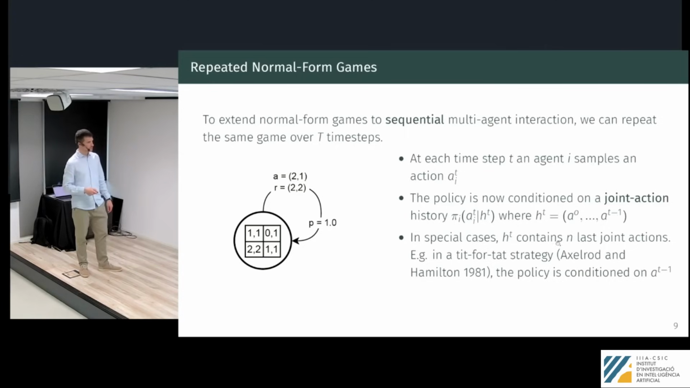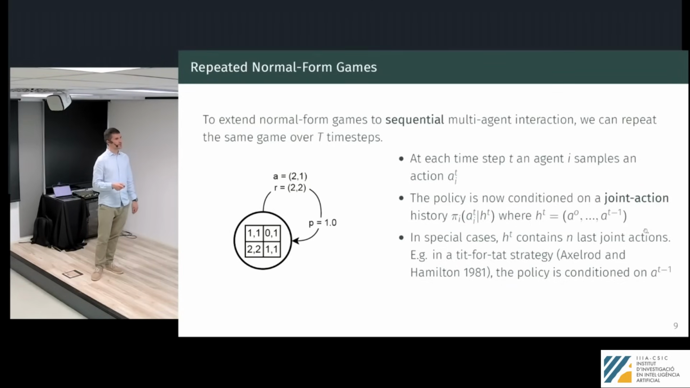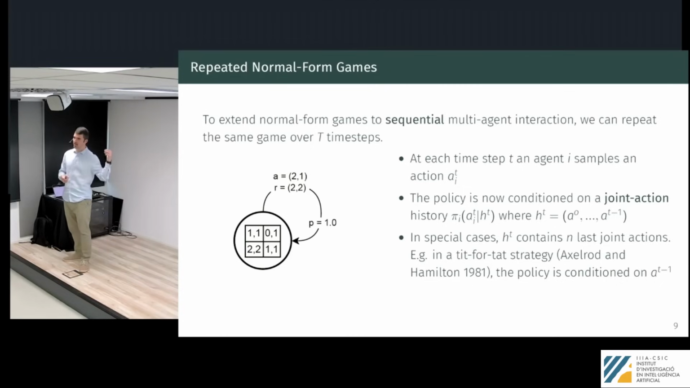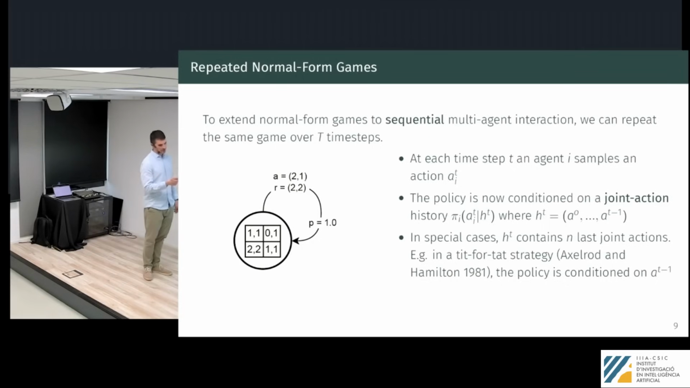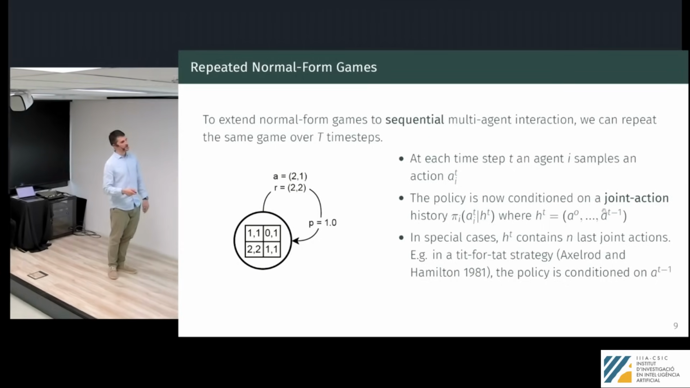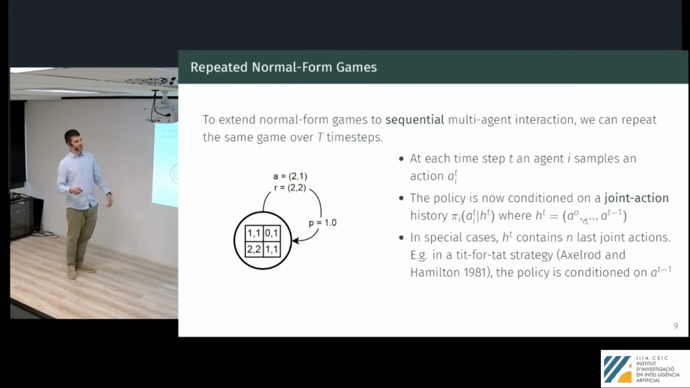For example, there's a famous strategy called tit for tat, which is for the prisoner's dilemma. Basically, it's a strategy that is conditioned on the most recent joint action, and it copies your last action. So if you defected most recently, I'm going to defect. If you cooperated most recently, I'm going to cooperate again. Tit for tat is an extremely simple strategy that turns out to be really effective for the prisoner's dilemma. Anyway, the interesting thing is that we repeat this and that policies can be conditioned on the entire history, but they don't have to be. For example, tit for tat is conditioned only on the most recent joint action.